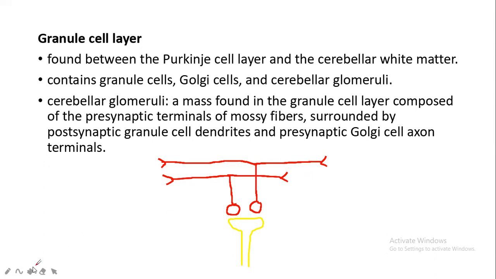Then we have other cells that we call the Golgi cells, or the Golgi neuron. The Golgi neuron is basically inhibitory. So the Golgi neuron is inhibitory to the granule cell. So this structure that we see at this point is what we call the glomerulus, formed by the Golgi neuron, the granule cell, and the rosette, or the terminal knob of the mossy fiber. This is what we appreciate within the granular layer.